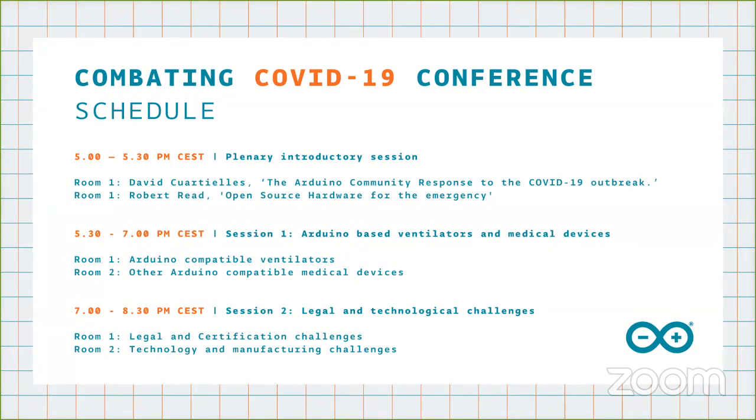Directly after that, we're going to cut the room into two different parallel tracks. In room number one, we will be talking about Arduino-compatible ventilators, and in room number two, we will talk about other Arduino-compatible medical devices. In the agenda, you will find the links to each one of the rooms. Room number one will be this one we're in right now. Room number two will be hosted by Alessandro Ranellucci, the Arduino community lead. And after that, at 7, we'll start a second session.